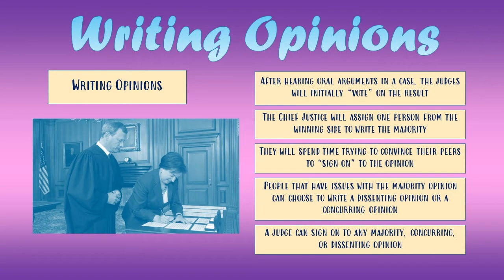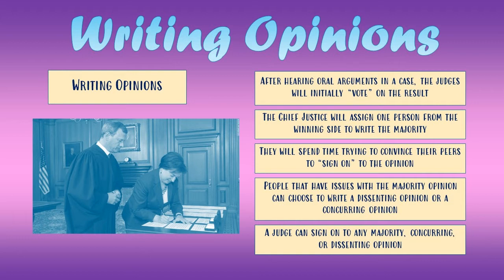All right, so first let's look at the process of writing opinions for the court. So they've had the oral arguments. After the oral arguments, the judges are going to vote. They're going to go back in conference and vote on the results. So they will see how the judges lean, who's sided with the plaintiff and who's sided with the defendant. The Chief Justice is going to assign one person from the majority to write the opinion. That's the only one that has to be written.